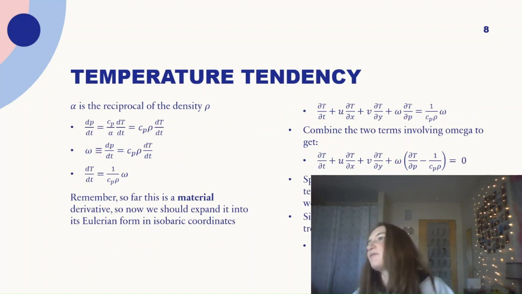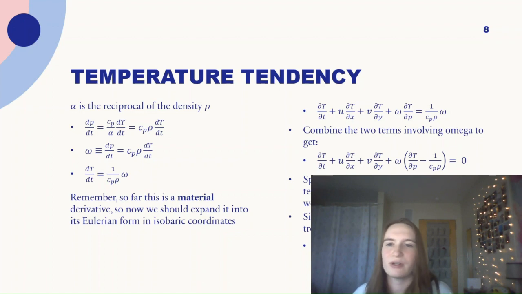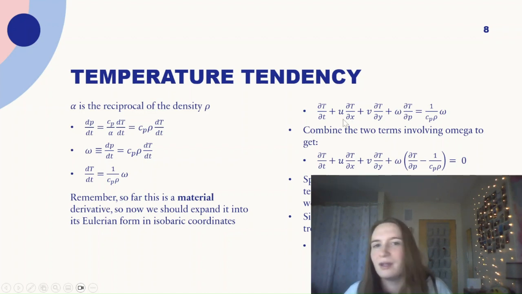All right, alpha is the reciprocal of our density rho, so we're doing some more changing around of the equations. And so far, this whole thing's been a material derivative, okay? So we're going to expand it into Eulerian form. Here's how you do that. If you need help reviewing that, just let me know, but I feel like we've gone over expanding from Lagrangian to Eulerian enough that hopefully this doesn't look Greek to you, even though it has Greek letters in it. Combine our two terms containing omega, and we get this.